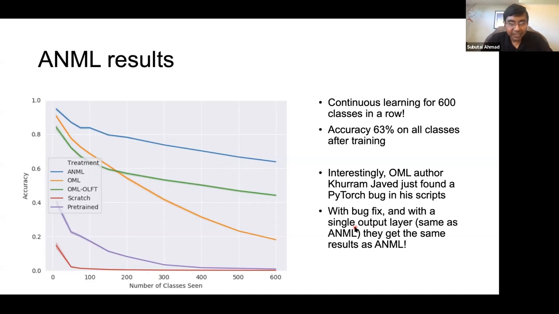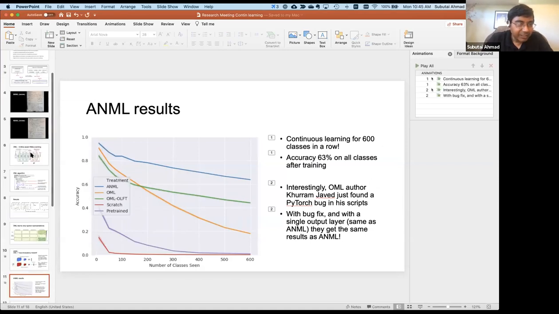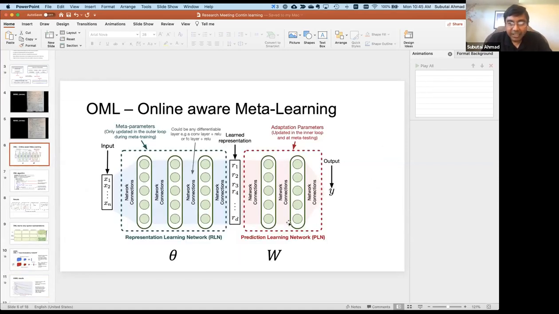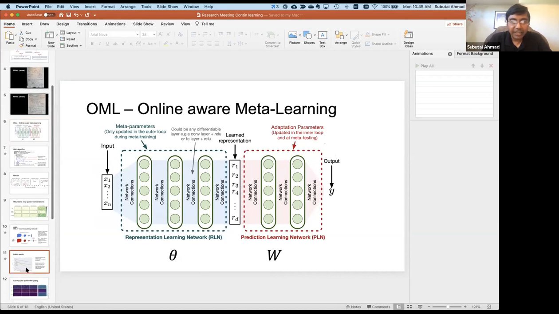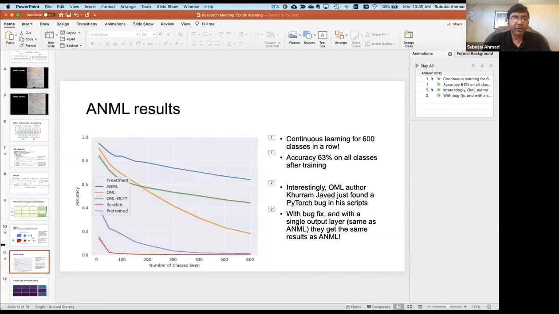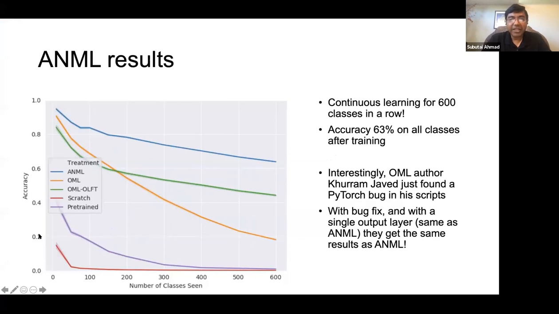So what I mean by that is, if you go back to this prediction layer network, if he just has a classifier and nothing else in between, no hidden layers, just this representation and this classifier, so it's again just learning the classifier weights, he ends up getting the same results as ANML. In his case, he does not have a neuromodulatory network. I thought that was kind of interesting. So there are now two different ways of getting this basic result, which is kind of nice.